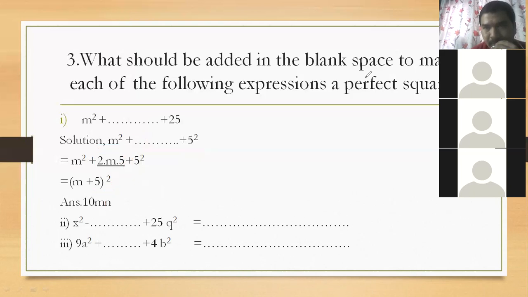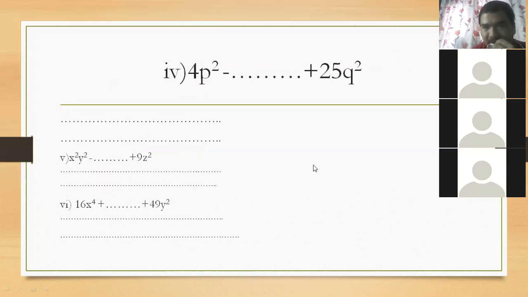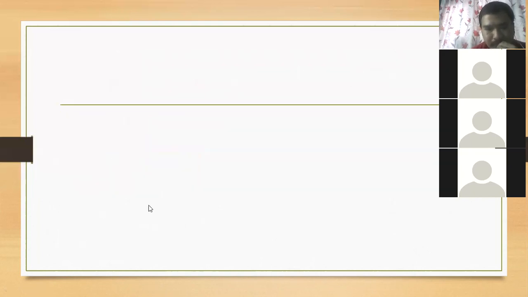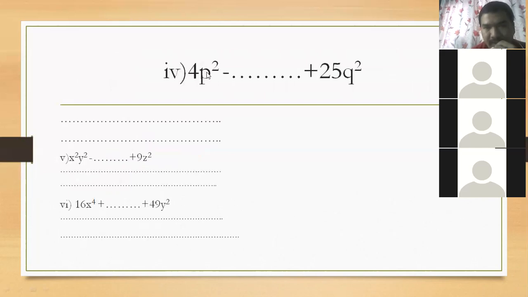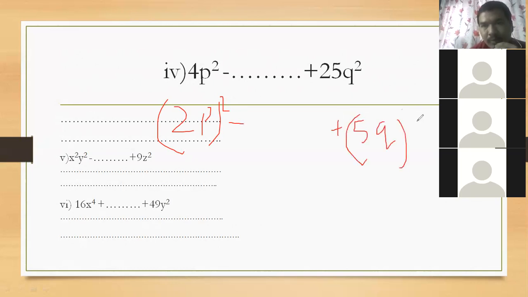Okay, children? Sir, can you explain again? Okay, look, next question also I am explaining. First of all, we have to make A square, then B square. What will be 2P whole square first? Okay, minus what is last one here? 5Q whole square, right? In the middle we have to fill 2AB. What is A? A means 2P, into 5Q. What will be its product?